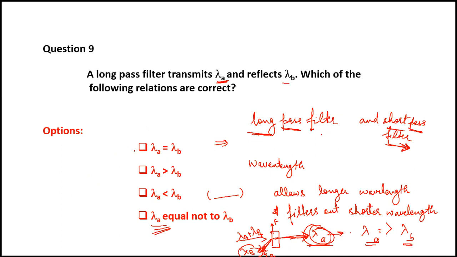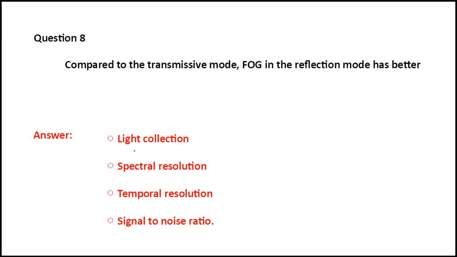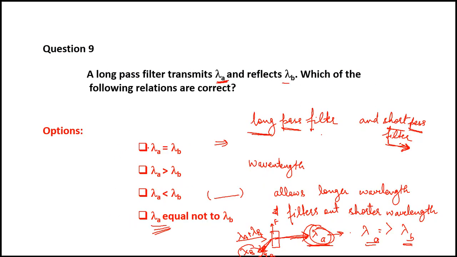If you notice, there are two types of these points. These square points denote that there is more than one correct option for the same question. So here lambda A is greater than lambda B, so first of all, this will be our answer. The second thing: lambda A and lambda B are definitely not equal to each other, because if they were equal, none of them would be filtered out. So that is why this relation, lambda A equal to lambda B, is not at all correct.